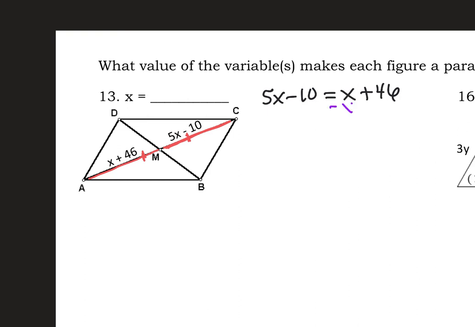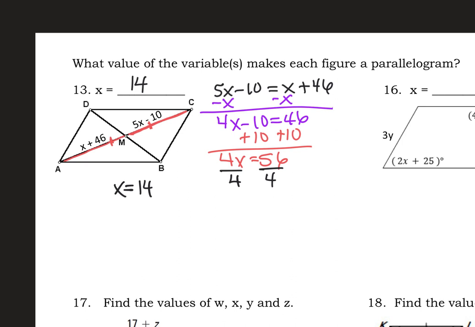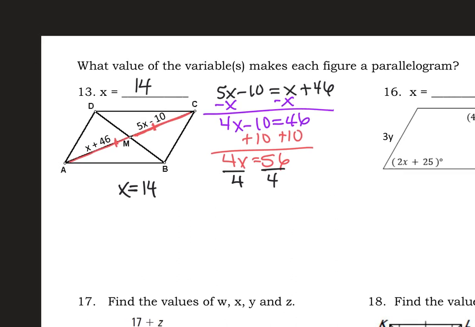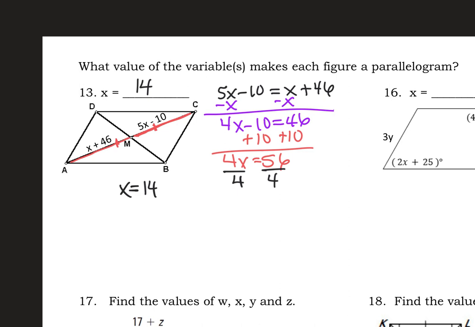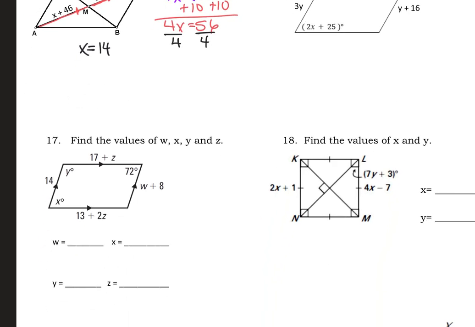All right, so let's minus x on both sides. 4x minus 10 equals 46. Then what do we do? Add the 10. So 4x equals 56. So our last step is to divide by 4. Good. So x is going to be equal to 14. Good. All right, let's look at, I'm going to have you guys do 16. I think that one's a little easier. And I'll have y'all do 17. I'm going to do number 18 with you.